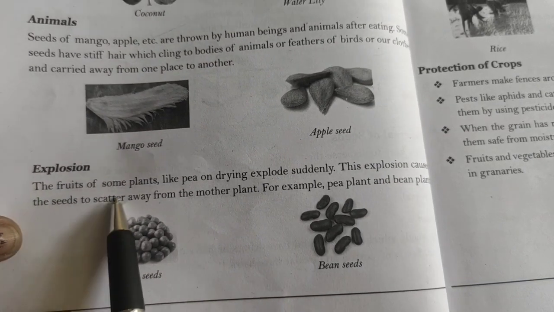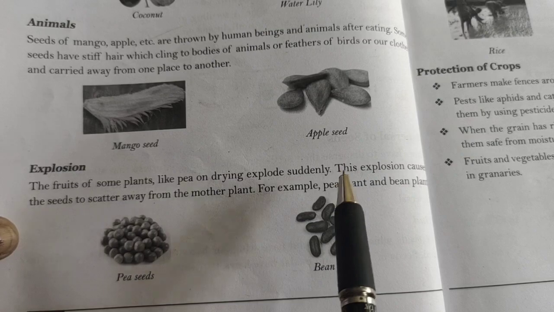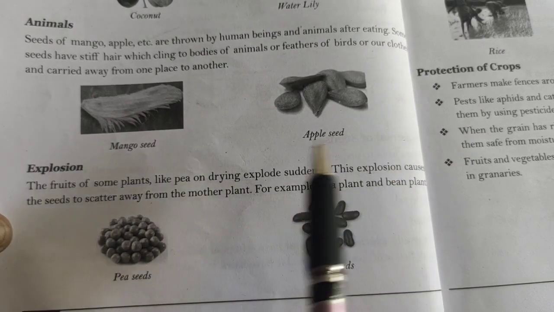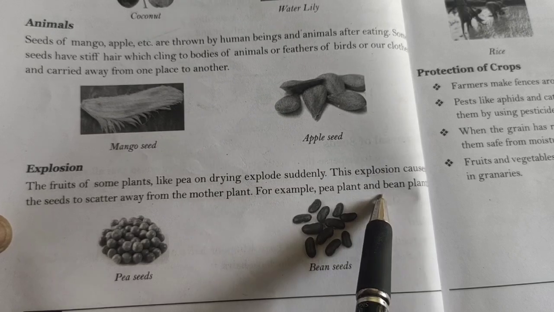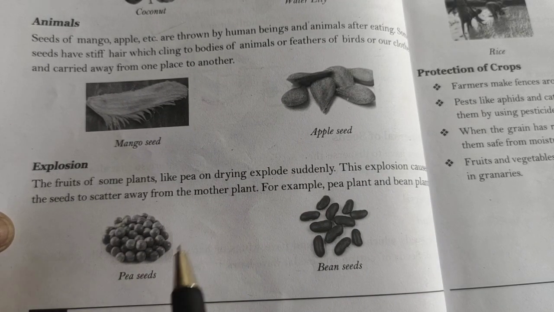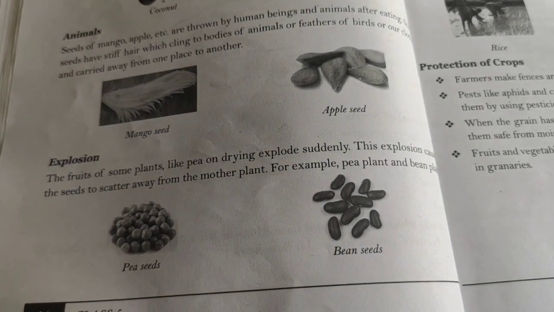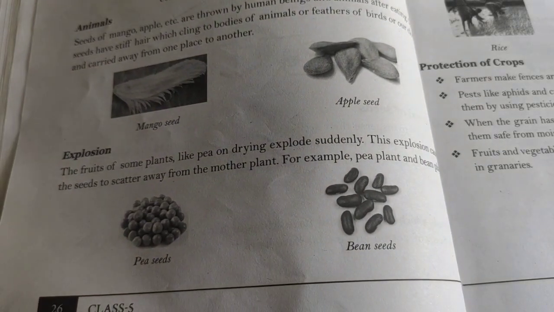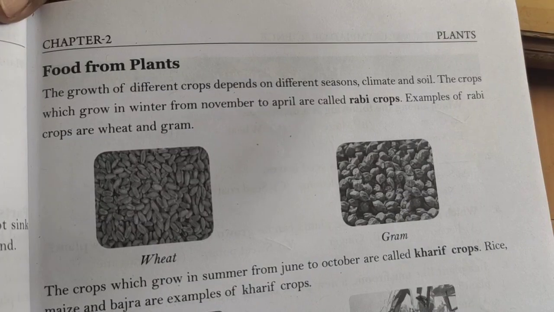Explosion. Fruits of some plants like peas, on drying, explode suddenly. This explosion causes the seeds to scatter away from the mother plant. For example, pea plants, bean plants, etc. See, these fruits or vegetables, after drying, will explode, so the seeds will be scattered.